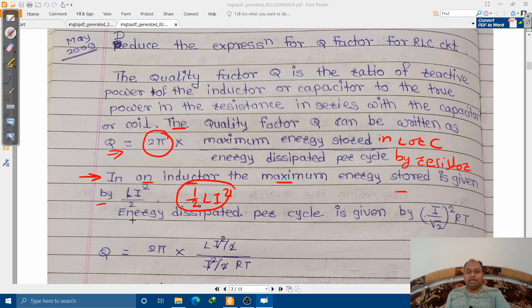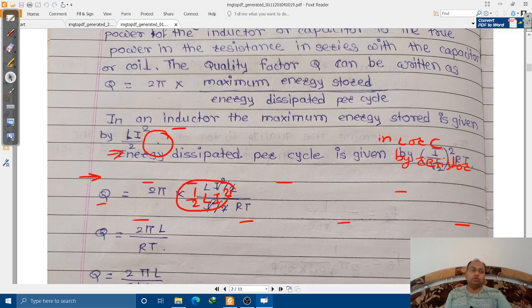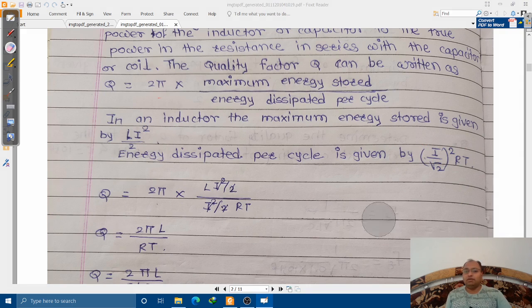Energy dissipated per cycle is given by (I by root 2) bracket square into R into T. So this is nothing but the energy dissipated by the resistor. Remember this. Is that fine? These are some basic terms that you have already studied in the first year, so I am not going to discuss them again.